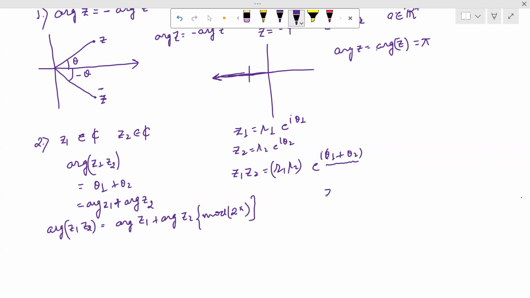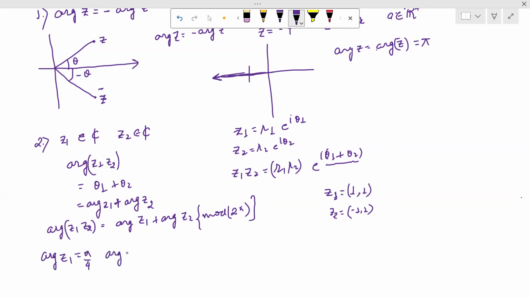Just let us take one example. Let us say that Z1 is equal to 1, comma 1, and let's say Z2 is equal to minus 1, comma 1. So Z2 is minus 1, comma 1, and Z1 is 1, comma 1. So argument of Z1 would be equal to pi by 4.